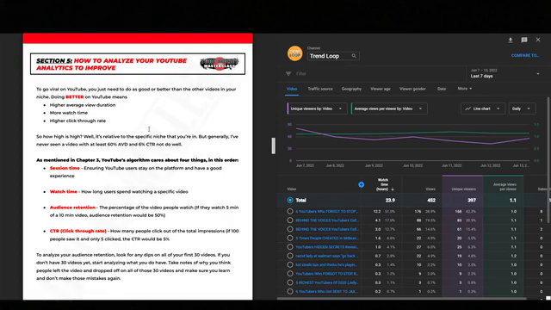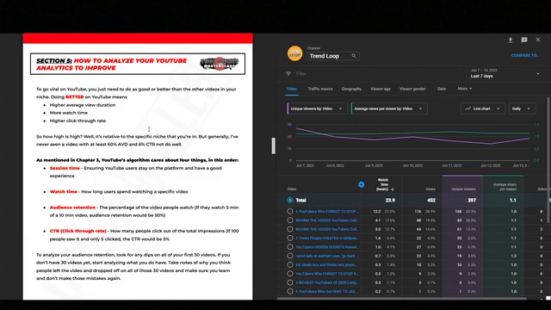Section 5, how to analyze your YouTube analytics to improve. So to go viral on YouTube, you need to do as good or better than the other videos in your niche, right? Doing better on YouTube means having a higher average view duration, having more watch time, having a higher click-through rate, being able to keep people on the platform longer.